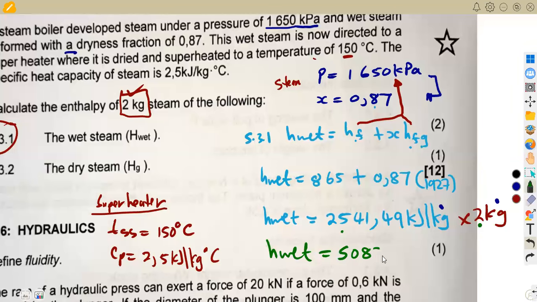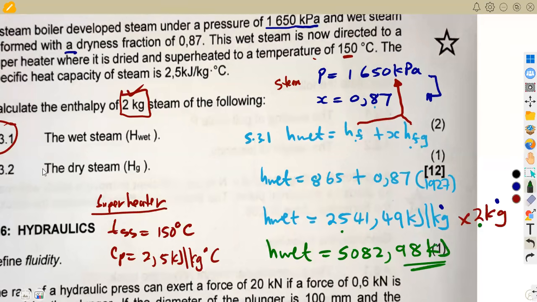That gives us 5,082.98 kilojoules in this case. The kg cancelled when we multiplied, so our answer cannot be given in kilojoule per kg. That must be a correction to be made. It is not supposed to be like that.